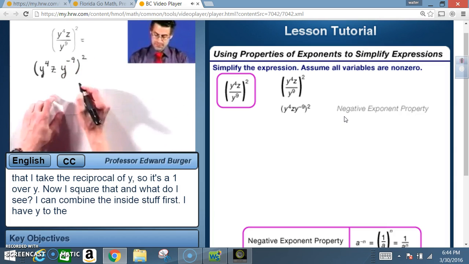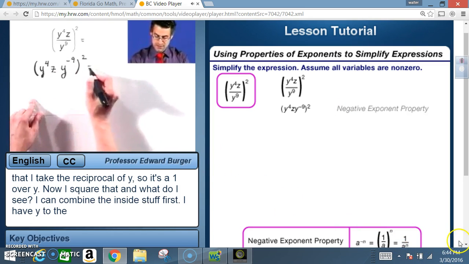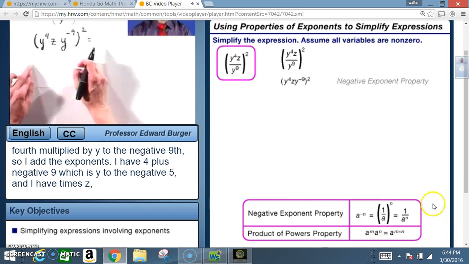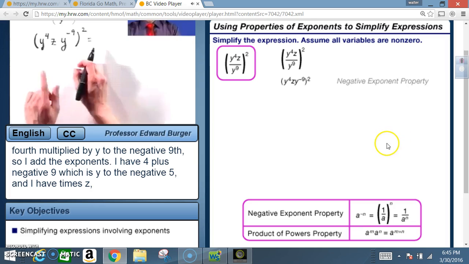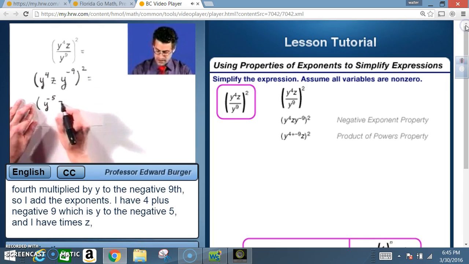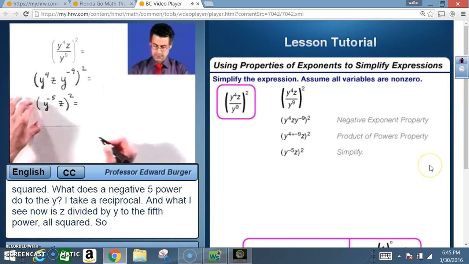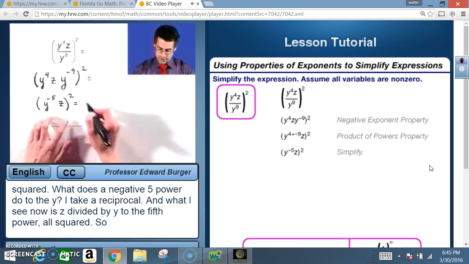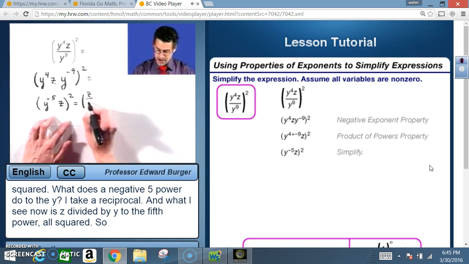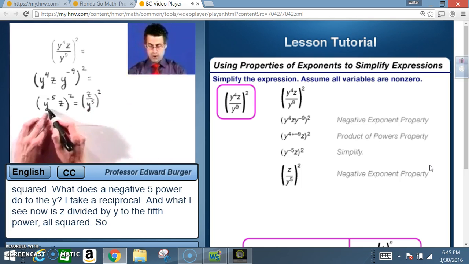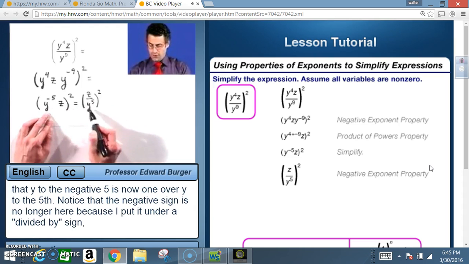So now I square that, and what do I see? Well, I can combine the inside stuff first. I have y to the 4th multiplied by y to the negative 9, so I add the exponents. So I have 4 plus negative 9, which is y to the negative 5. And I have that times z squared. And what does a negative 5 power do to the y? I take a reciprocal. And so what I see now is z divided by y to the 5th power, all squared.